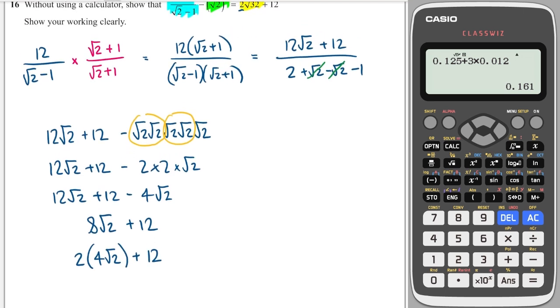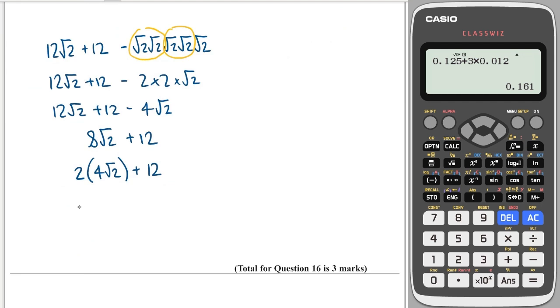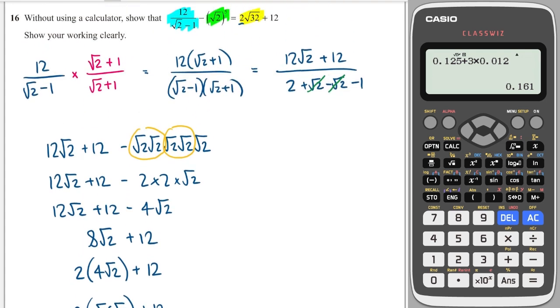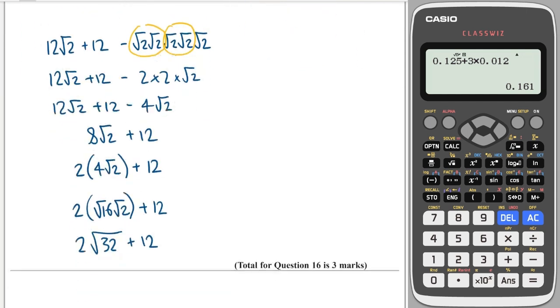Okay? And how can I write that as a single surd? Well, 4 is the same as root 16. And when I have two surds multiplied together like that, we can just multiply the two numbers and put it under a single square root. So 16 times 2 is 32. And now we have what we've been asked for. Lovely.